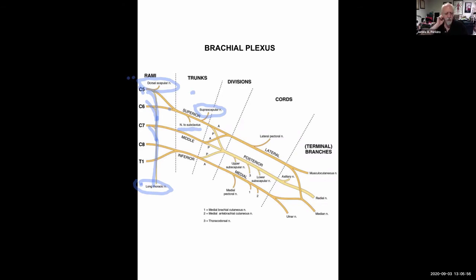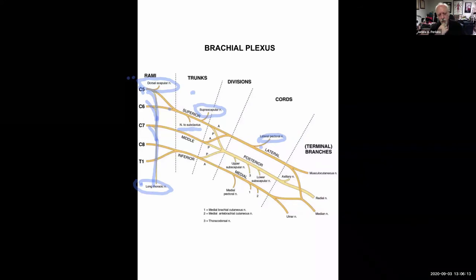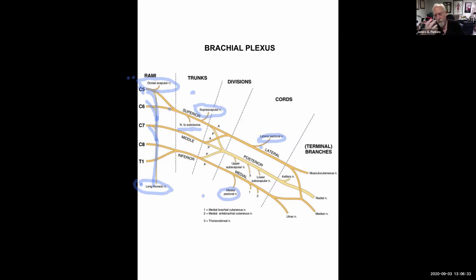When we get down into the cords, there's a bunch of branches coming directly off the 3 cords. There's only one branch coming directly off the lateral cord. That's called the lateral pectoral nerve. This is going to enter into the clavicular head of the pectoralis major, and it's part of the innervation of pectoralis major. Over on the medial cord, we have a medial pectoral nerve, which is going to pass through the pectoralis minor, innervate the pectoralis minor, and then continue into the pectoralis major, where it also innervates part of the pectoralis major.